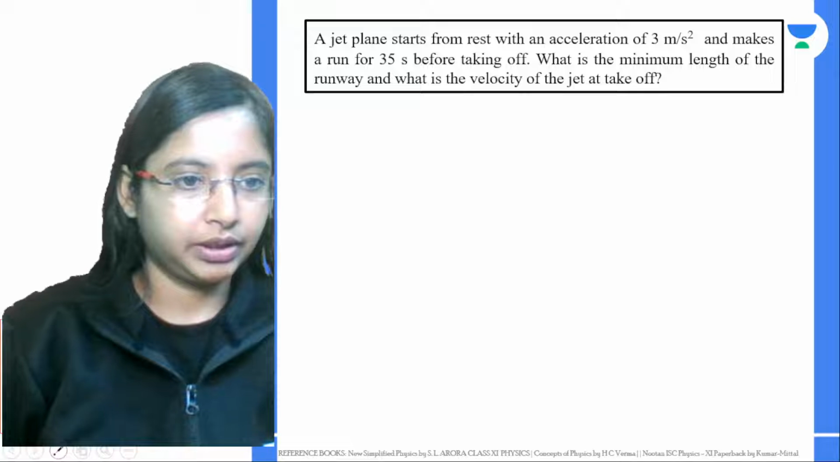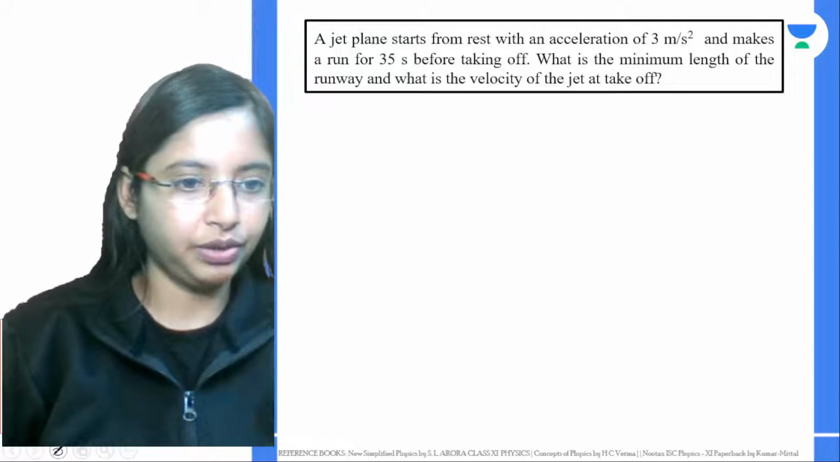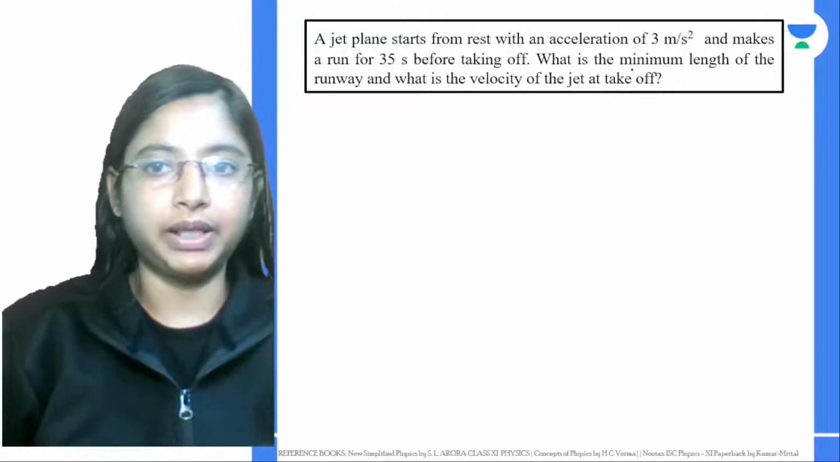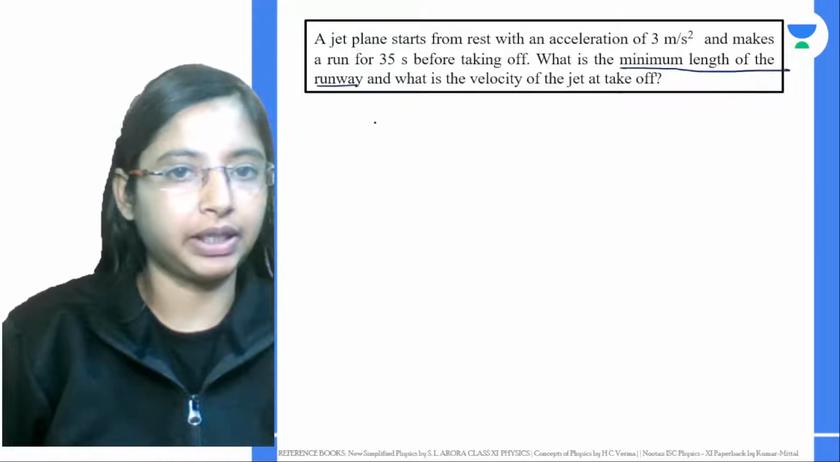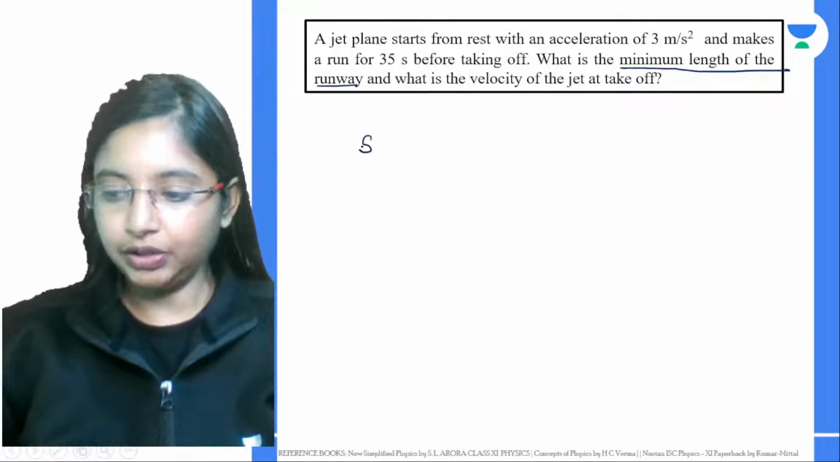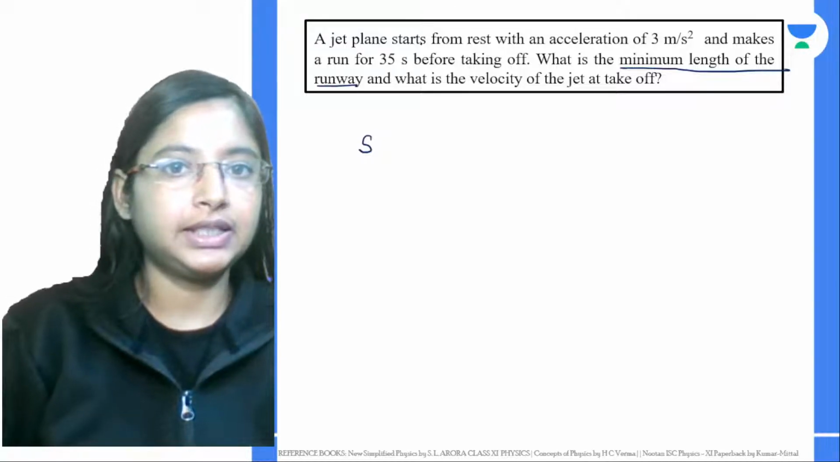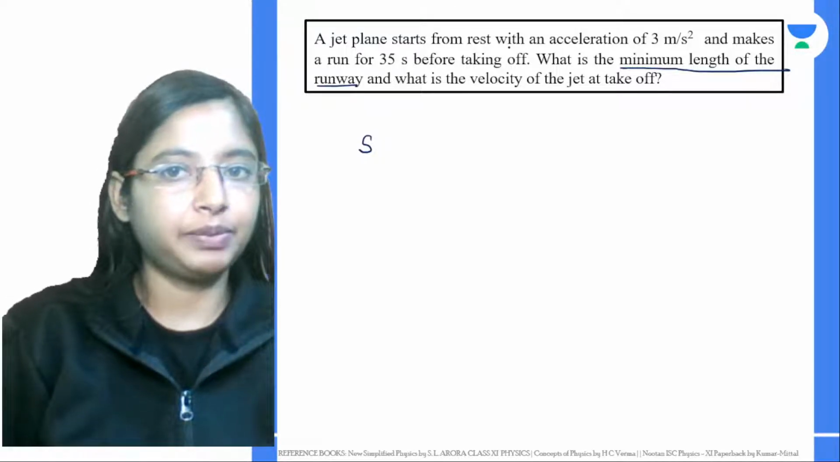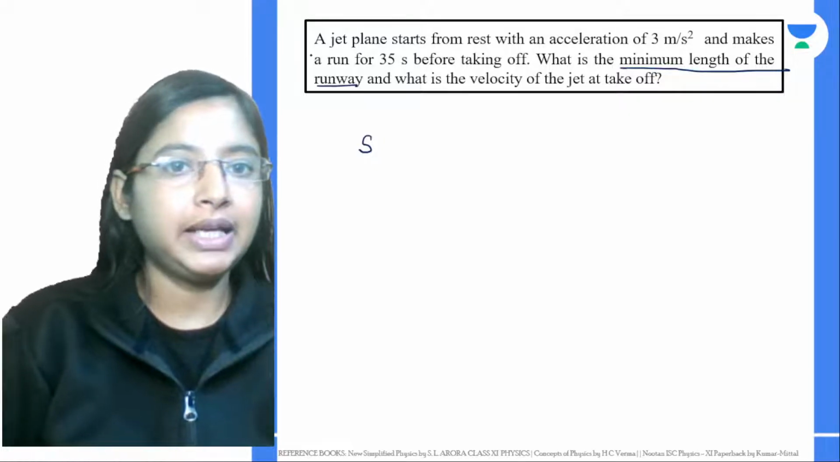Okay. So here, what is the first thing we need to find? We want to find what is the minimum length of the runway. When you're talking about minimum length of the runway, we want to find displacement. What is the equation that connects displacement? So here you can say a plane starts from rest. Acceleration is given. And it makes a run for 35 seconds. So 35 seconds, t is given, right?